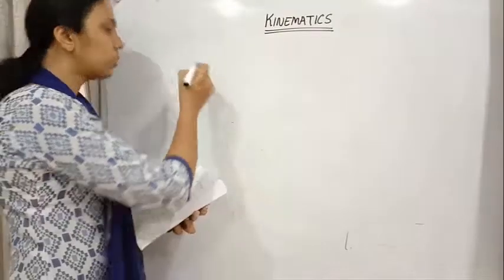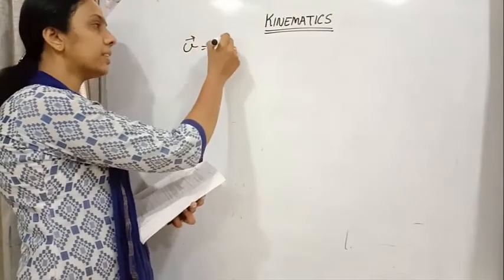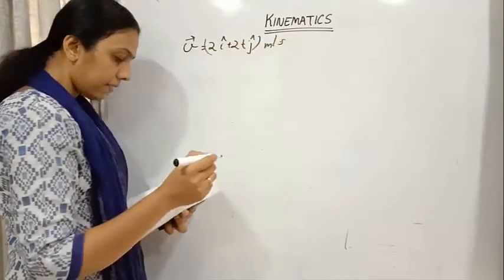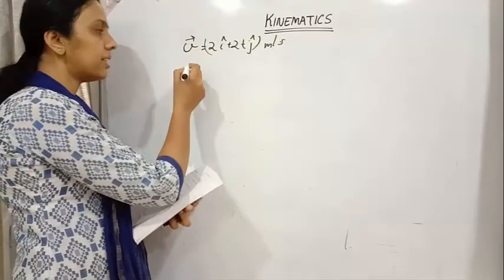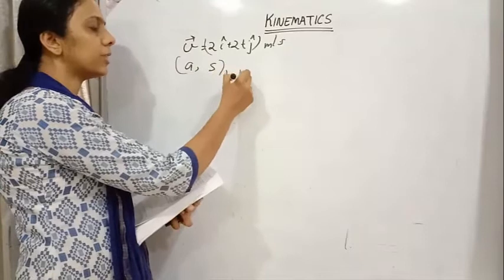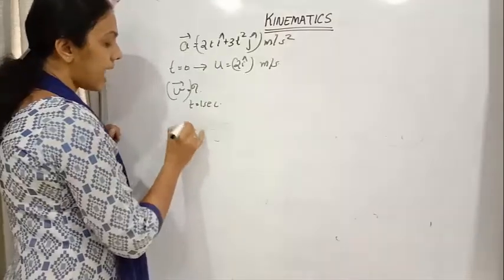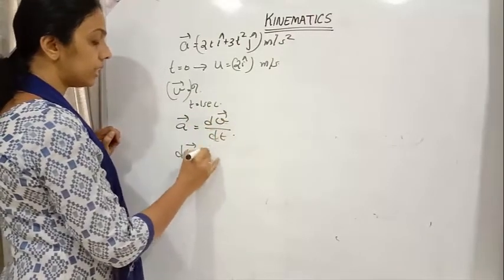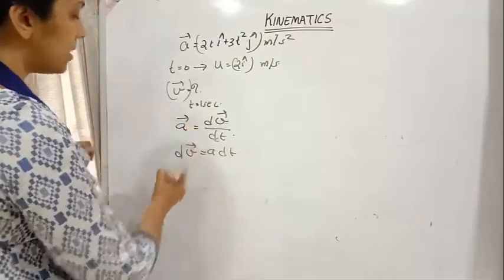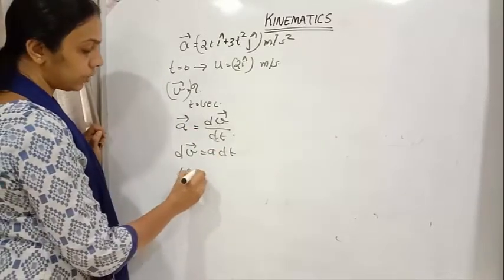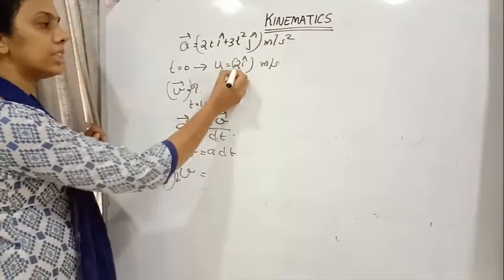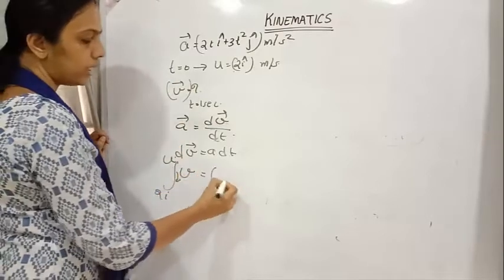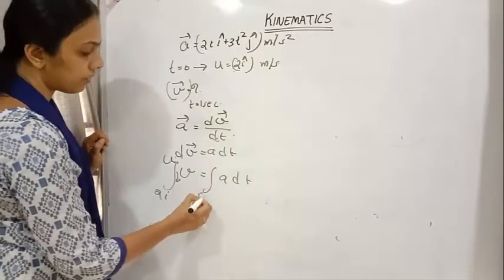Okay, shall we do? So here v equals 2i plus 2t j cap meter per second. Find acceleration and displacement at time t equals 1 second. We know that acceleration equals dv by dt, so dv equals a dt. Right? So how can we find out the velocity? Integral dv, the initial velocity is 2i, the final velocity we need to find out, is equal to integral a dt. Time is changing from 0 to 1.